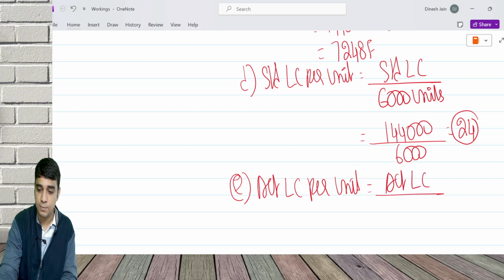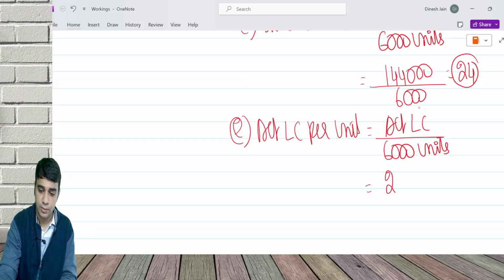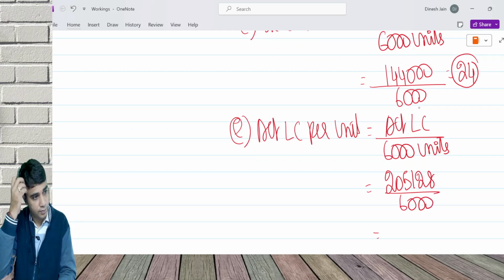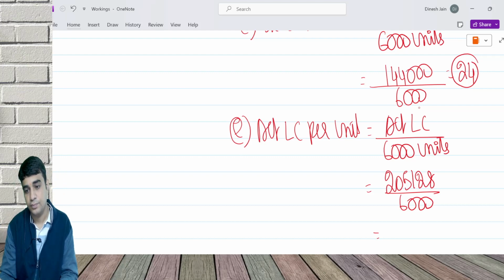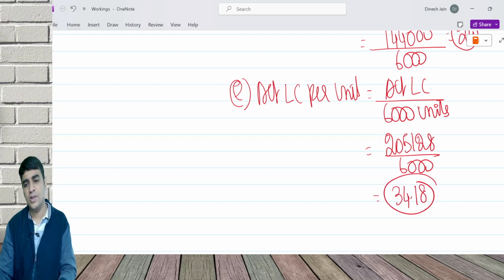Actual labor cost by 6,000 units. How much is the actual labor cost? Divided by 6,000. How much? So there's a huge adverse variance.